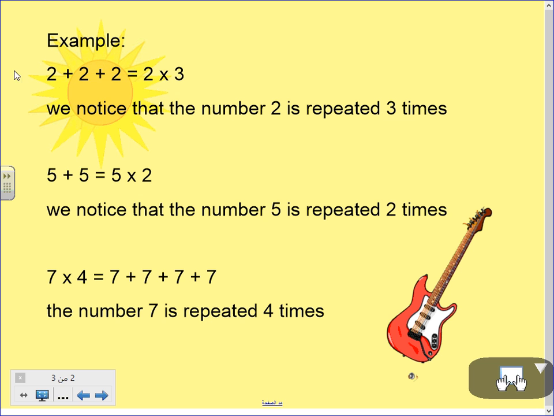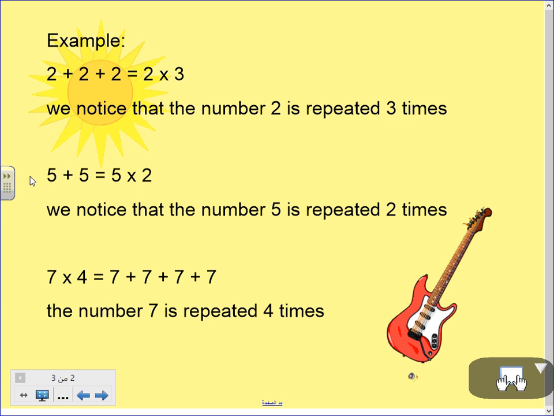Okay, the first example, think with me: 2 plus 2 plus 2. We notice that the number 2 is repeated 3 times. So, 2 plus 2 plus 2 equals 2 by 3.